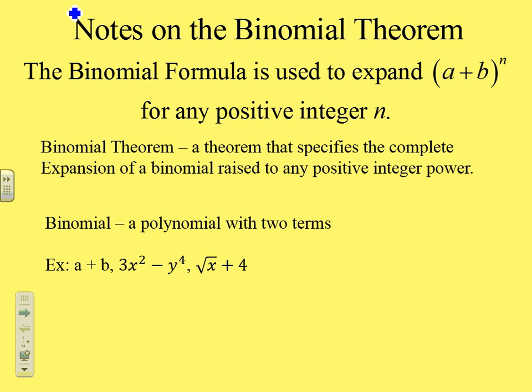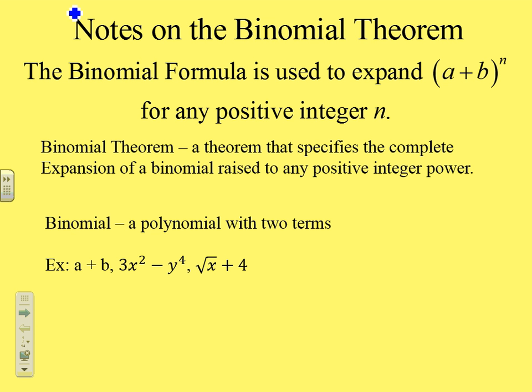Essentially, what the binomial theorem is, the definition that you see in the middle, is a way of expanding any binomial raised to a positive power, an integer power. So we can't say raised to 1/2 power or to 2/3 power. It has to be an integer, 1, 2, 3, 4, 5, something like that.